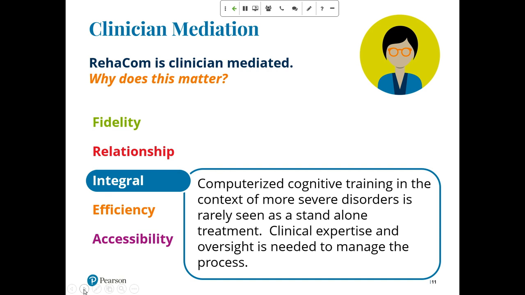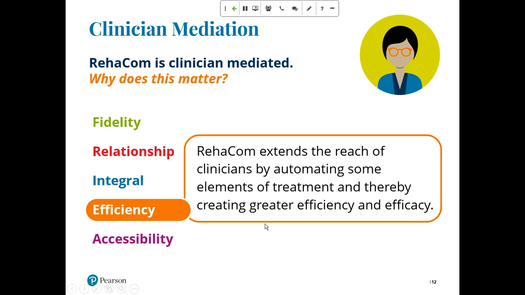Expertise by experienced and empathic clinicians is vital to ensure that the program is managed and that there's oversight to the process. So what we're saying is this is a component of what you can offer to your patients. It is not sufficient, but your role is necessary. Also, it allows you to be able to automate some elements, and it may create both efficiency and efficacy.